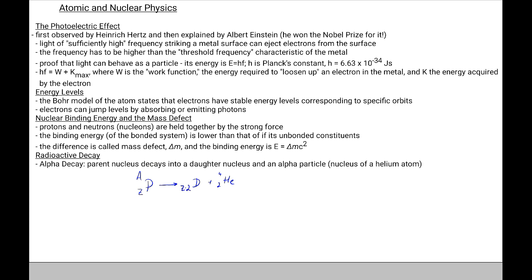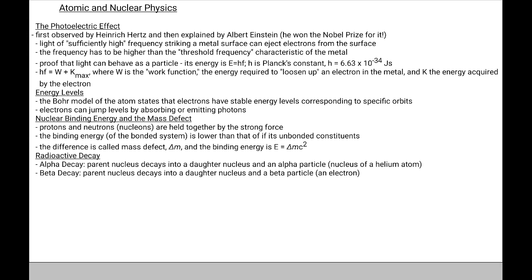So we have 2 protons here plus Z minus 2 has to equal Z. And then from the atomic mass, we'll have to subtract 4 so that the conservation law holds. So this is what an alpha decay looks like.